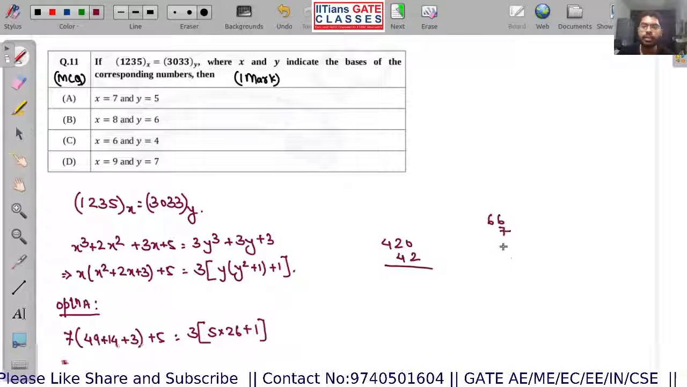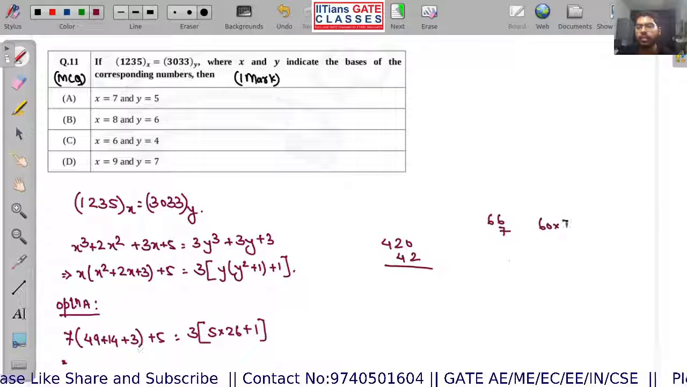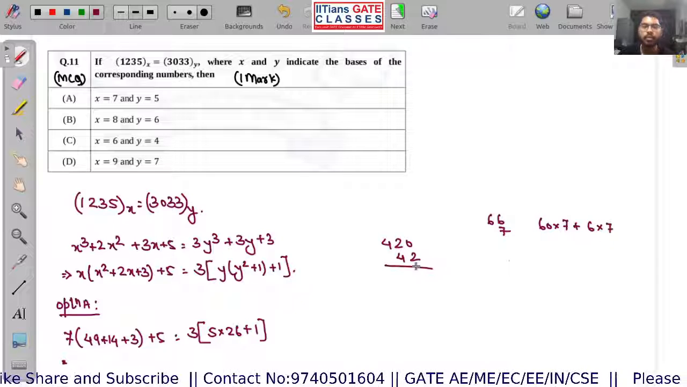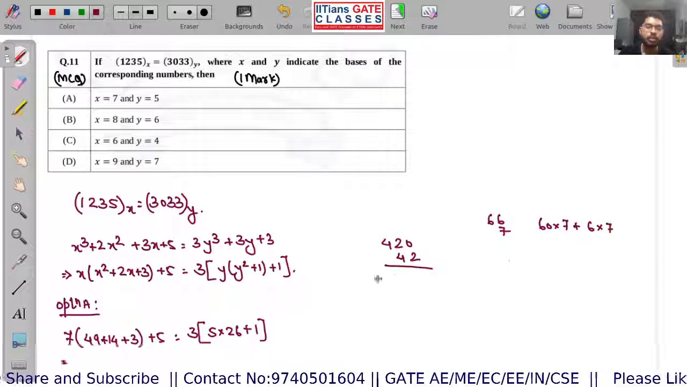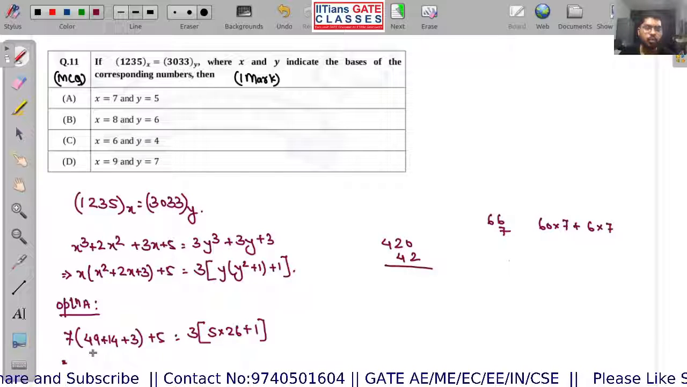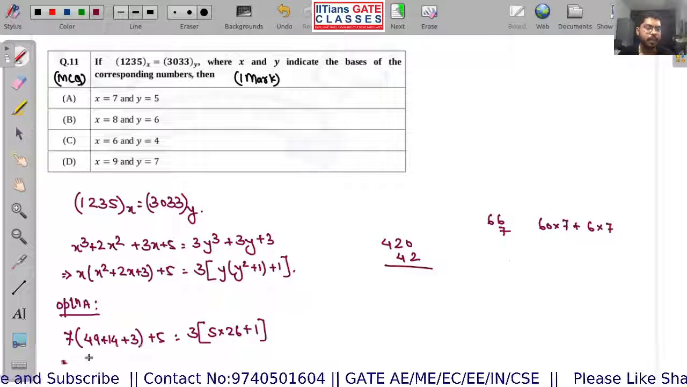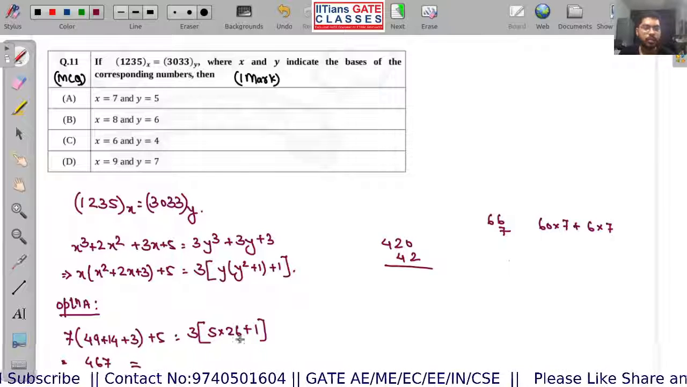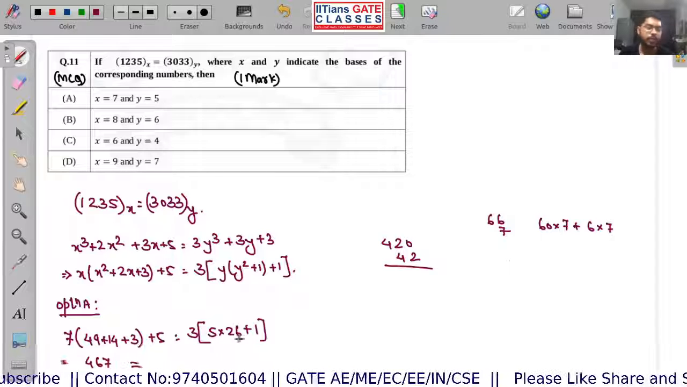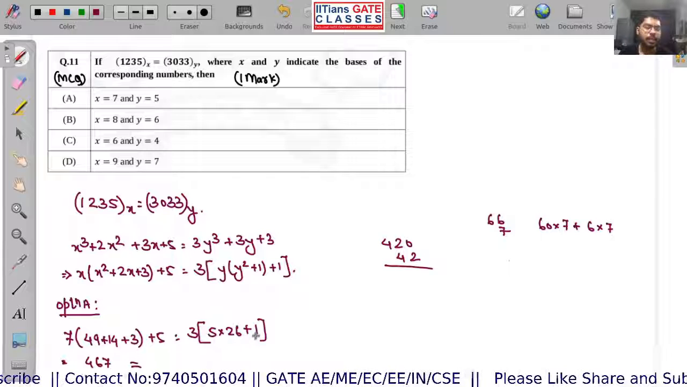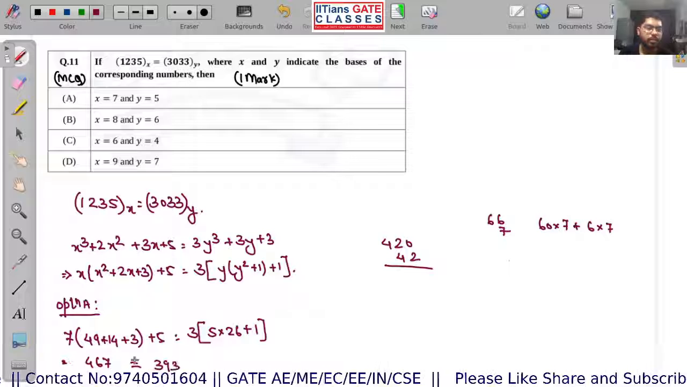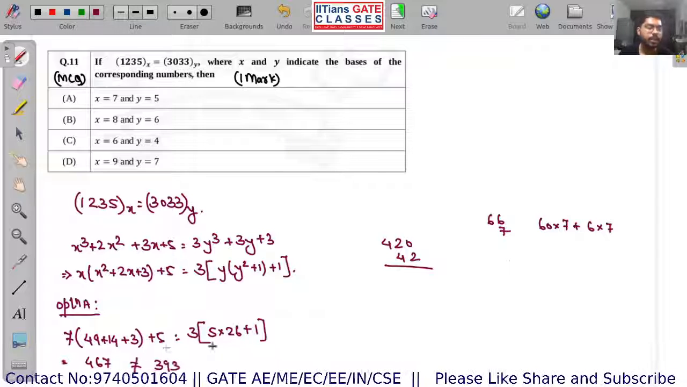Okay, so what I am doing? 66 into 7. So I am doing 60 into 7 plus 6 into 7. Okay, like this I am solving. So this is what? 462. 462 plus 5, so that is 467. So this is what? 26 into 5. So if I do this, 130, 131. So this is 393. So this is not equal. So option A is incorrect.